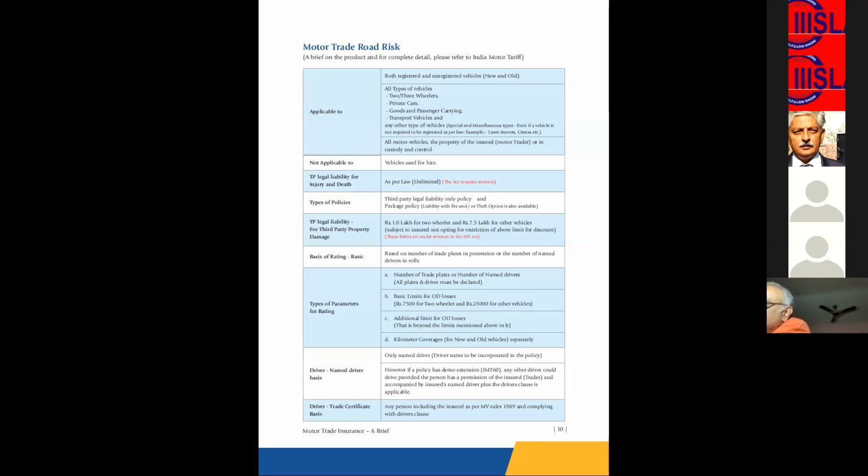Then normally tire is covered only for 50% depreciation. That can be removed for motor trade insurance by paying additional premium. You can say the entire clause of 50% deduction can be removed so that the dealer can get 100% cost of the tire. So this is the scope of the motor trade road risk policy.